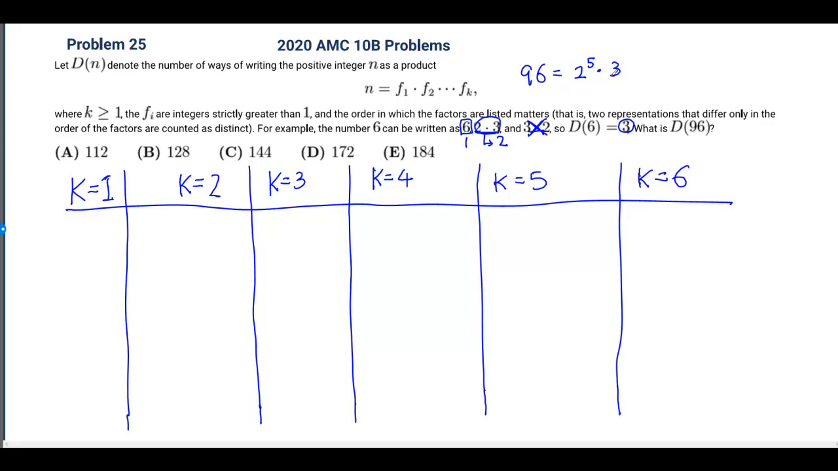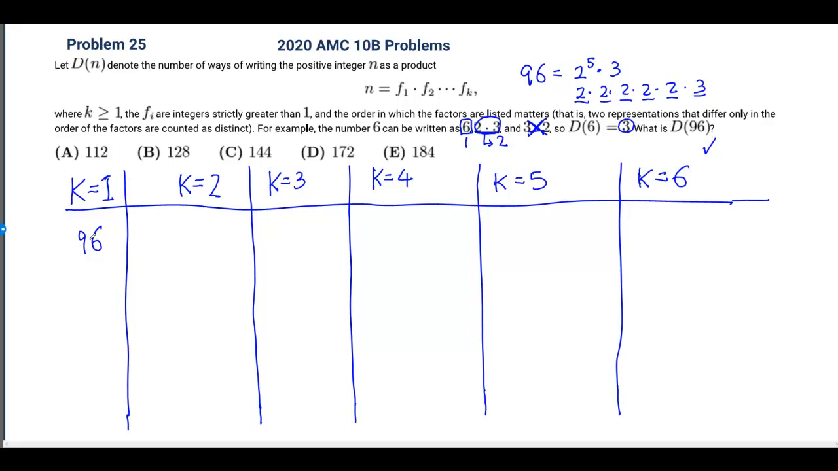So how many factors are the maximum? 2, 2, 2, 2, 2, that is 5, and then 3. The maximum number of factors is 6. That's why I write down 6. We cannot go to k equals 7. So now let's do this. The first one: if k is one factor, only 96 is available. Only one way.